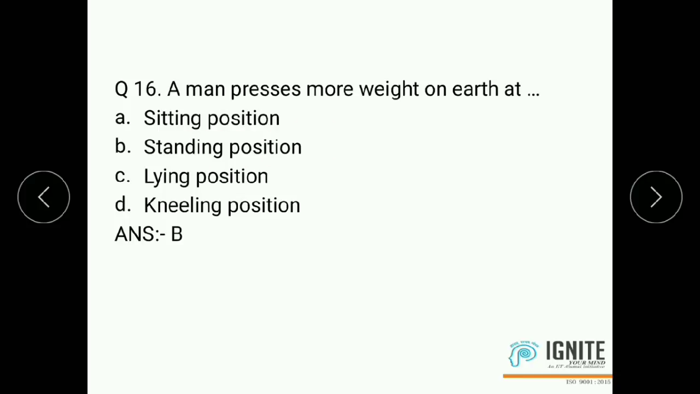Correct answer, standing position. Because when there is more surface area, the weight will be distributed equally all over the surface area. When the man is standing on the ground, the area will be minimum.